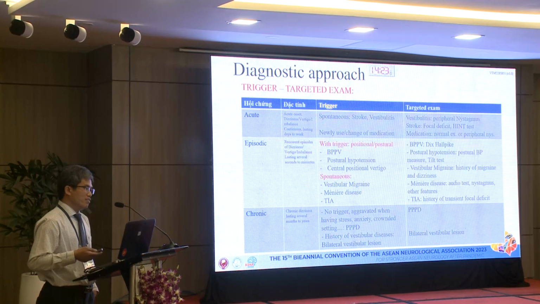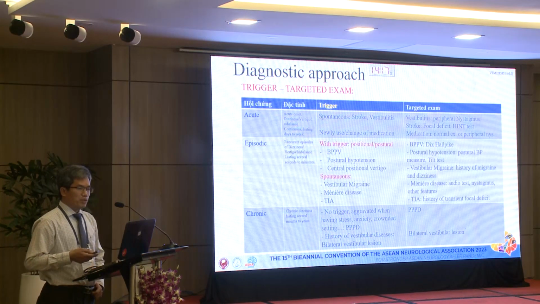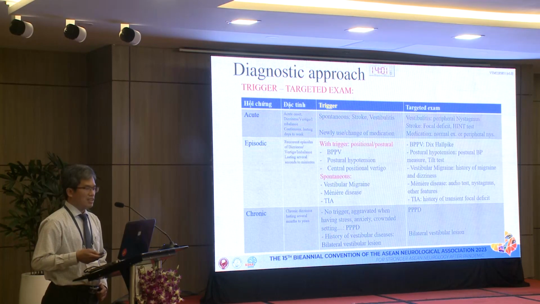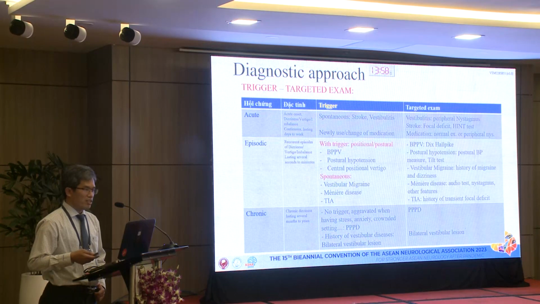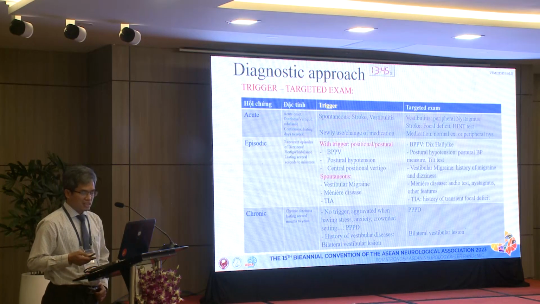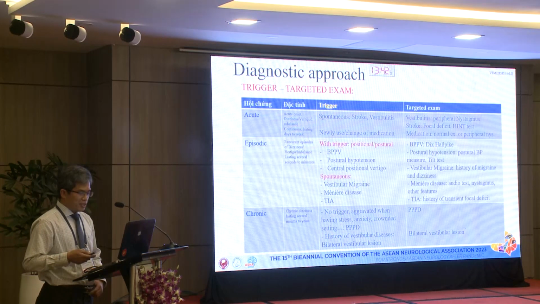It is episodic, with very short, lasting episodes of dizziness or vertigo, and it's triggered by positional changes. And we can do other tests to differentiate between the causes. For example, this Pi test is for the BPPV. For the chronic one is anxiety, and now we have the new term PPPD, persistent postural perceptual dizziness, and it's related to anxiety and stress, something like that.